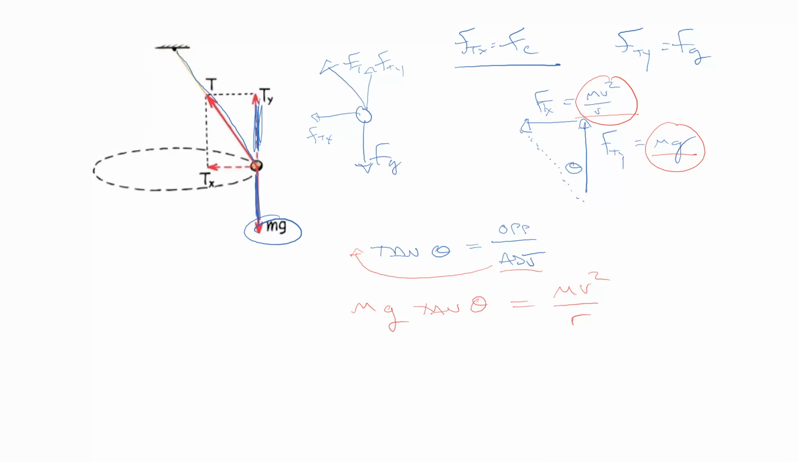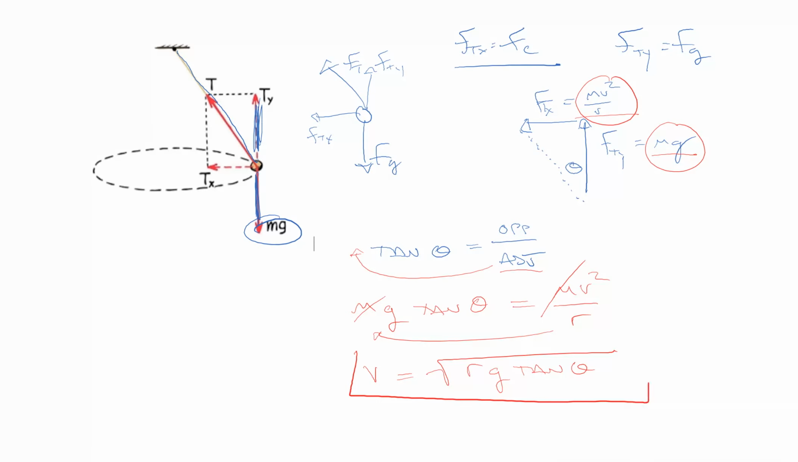Well, what happens to the mass of the object that's moving in a circular path? Look at that. Divides out. So if I'm looking to solve for v, I'm going to get this r moving over here to this side. So v squared equals r g tangent of theta. If I take the square root of both sides, there I have my equation.